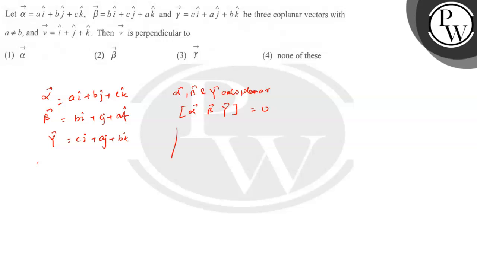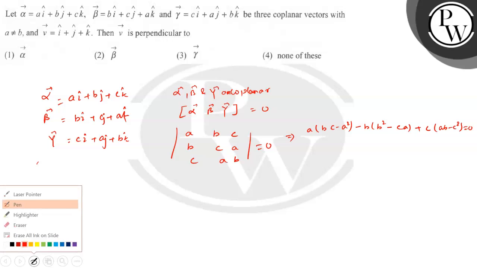So how do we write this? The determinant of the coefficients of all these: a b c, this is b c a, this is c a b, equals 0. Now expanding this determinant, we have a times (bc minus a square), minus b times (here we have b square minus ca), plus c times (ab minus c square), equals 0.